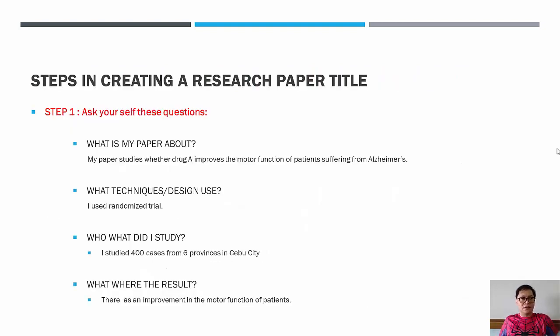So here, steps in creating a research paper title. So this is step one, ha? Okay, step one, ask yourself this question. What is the paper all about? What techniques design I use? Who, what did I study, and what were the results? Okay. Step one. These are questions. What is my paper all about? So, maybe my paper studies whether a drug A improves, okay, the motor function of a patient suffering from Alzheimer's.